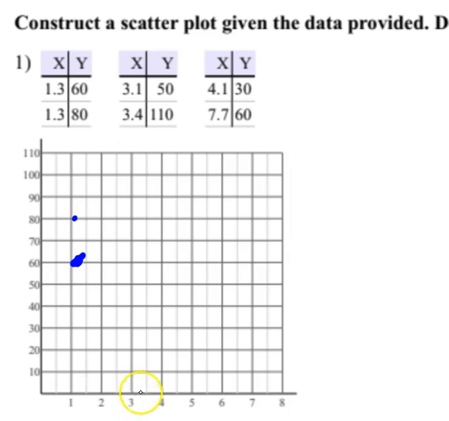3.1 and 50. So follow along. Feel free to zip through this if you're really clear on this. If not, then here's how I'm doing it. 2.4 and 110. 4.1 and 30. And 7.7 and 60.